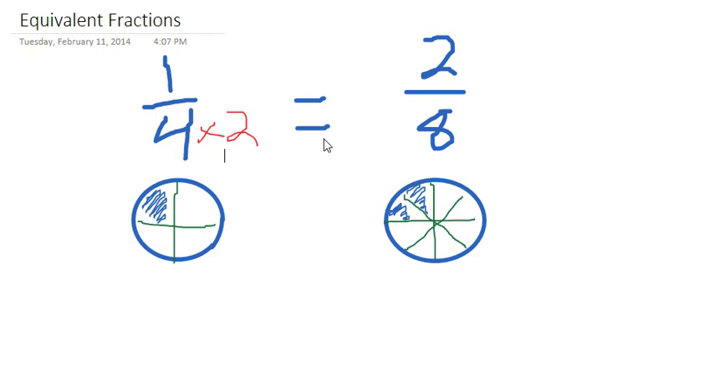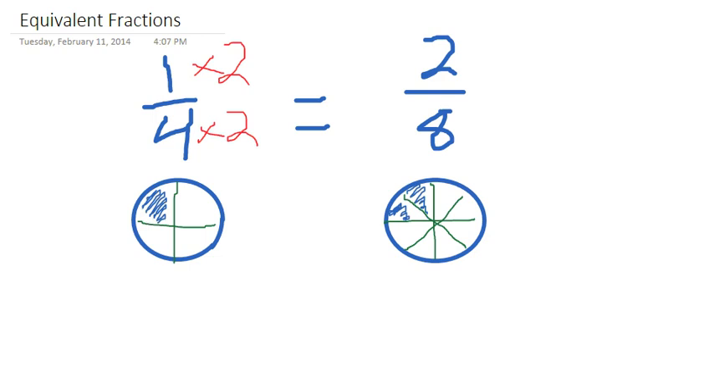We did the same thing for the numerator. Over here is 1/4. When we made it the equivalent fraction, we don't have 1 shaded anymore, we have 2, but it's the same amount, just smaller pieces. So we also multiplied the numerator by 2. To find equivalent fractions, we're really multiplying our fraction to get an equivalent one.